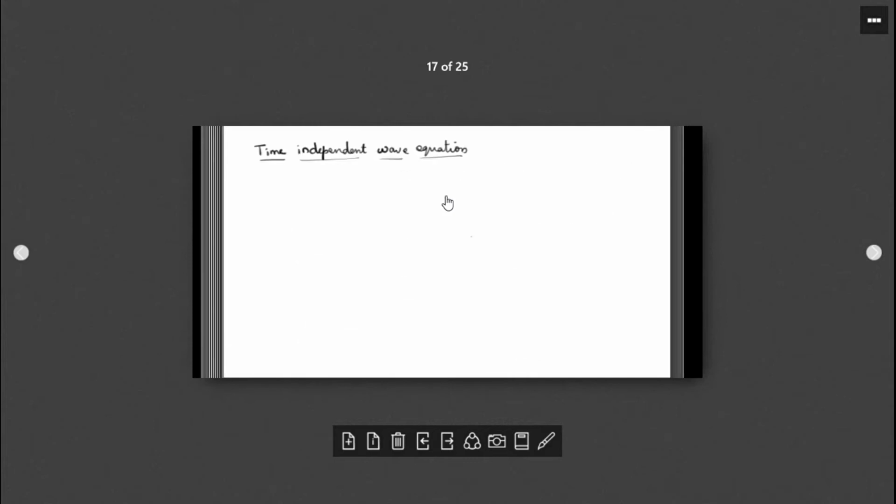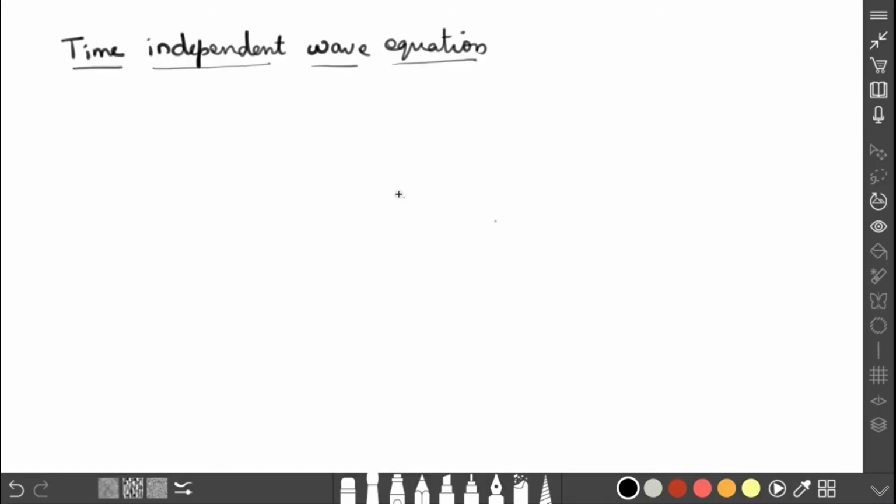Time independent wave equation. As I already said, he considered three things. The first one is lambda is equal to h by mv. This is the de Broglie hypothesis. Based on the de Broglie hypothesis, the wavelength lambda is equal to h by mv.